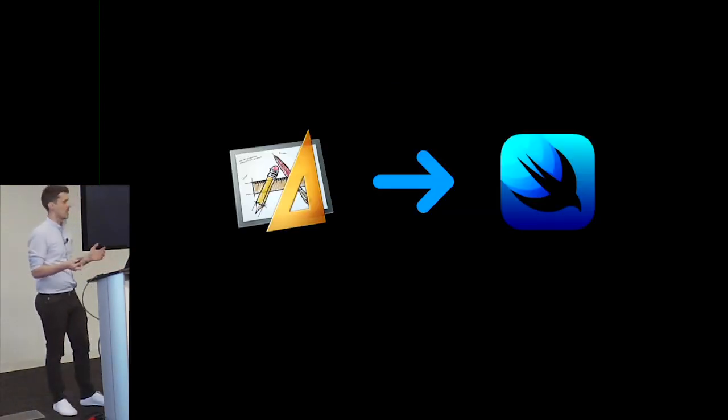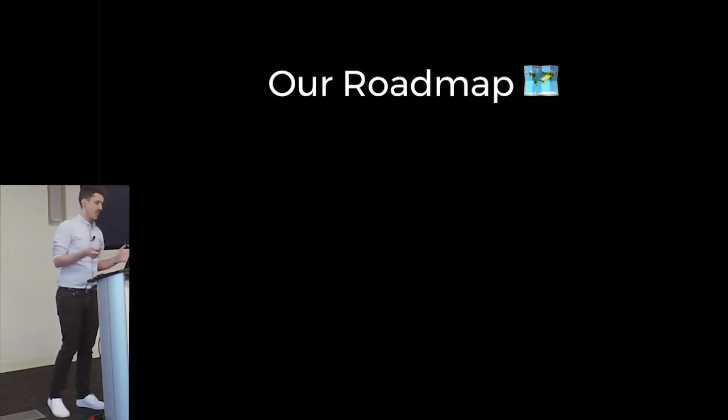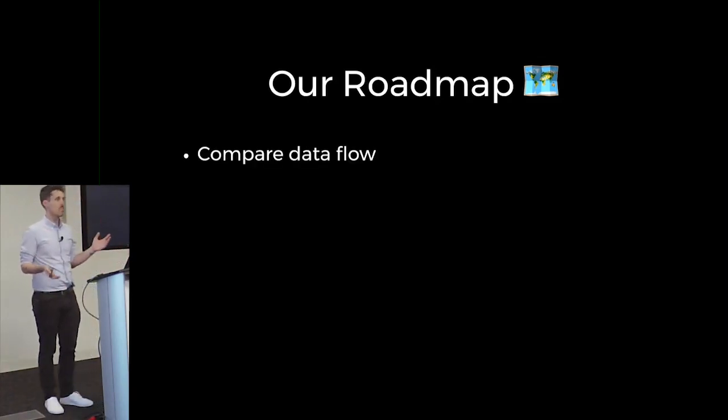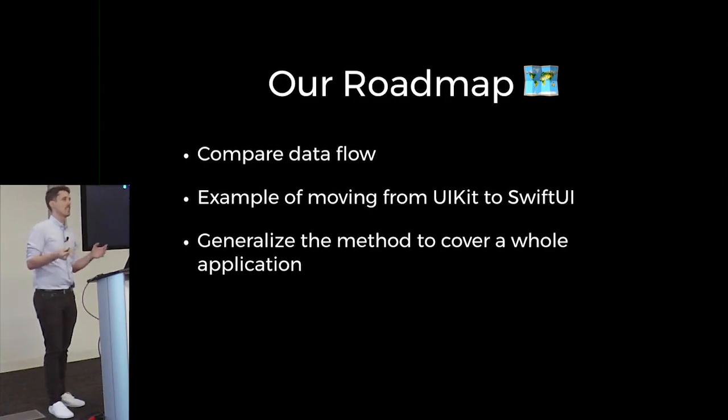So today we're going to look at the UIKit paradigm, look at the SwiftUI paradigm, and see how we can bridge the gap from one to the other. Our roadmap today will be comparing data flows between both of these frameworks. We'll look at an example of moving a small component from UIKit over to something that plays better with SwiftUI. And then we'll see how we can generalize this to encompass larger parts of our application.